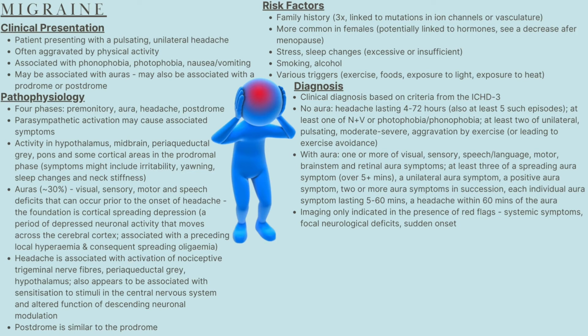If there are auras, there needs to be one or more of the following: visual, sensory, speech and language, motor, brainstem, and retinal aura symptoms. There also needs to be 3 or more of the following here: an aura that spreads over at least 5 minutes, a unilateral aura symptom, a positive aura symptom, so that's meaning something like scintillations or pins and needles, 2 or more aura symptoms in succession, each individual aura symptom lasting between 5 and 60 minutes, and a headache within 60 minutes of the aura.